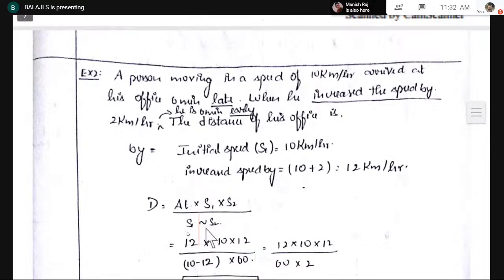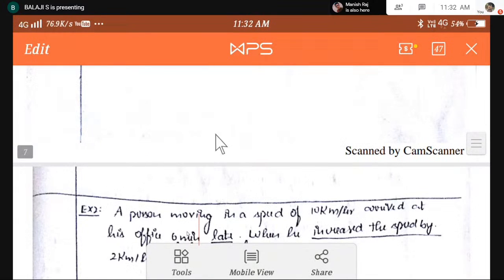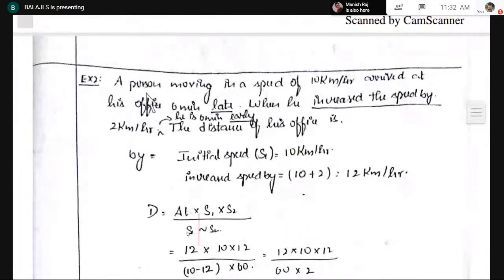Okay, see here. Moving on to the next question. A person moving at a speed of 10 km per hour arrived at his office 6 minutes late. When he increased the speed by 2 km per hour, he was 6 minutes early. Find the distance of his office.